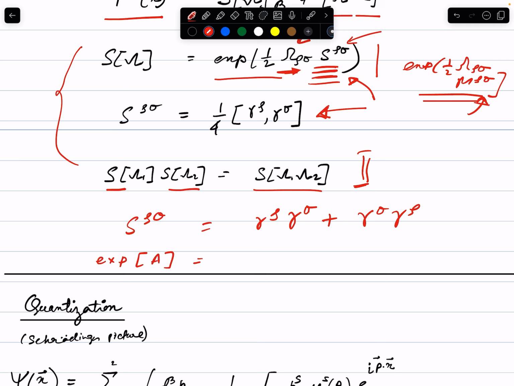The exponent of a matrix is defined through this relation, the Taylor expansion: 1 plus A plus A dot A by 2 factorial, like this. Okay, so that's also a matrix.